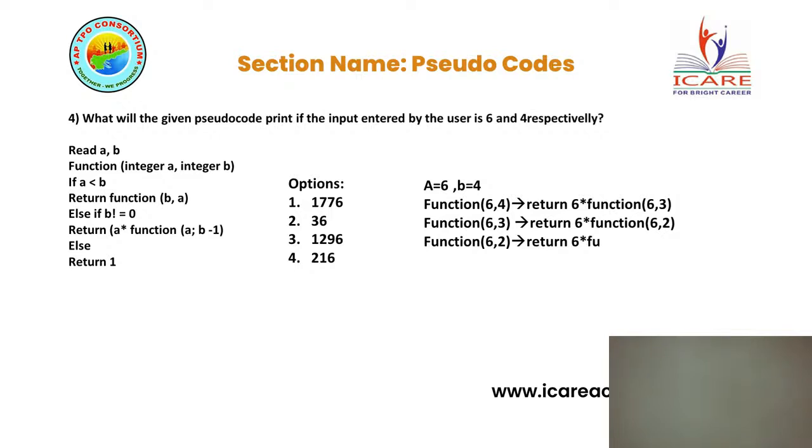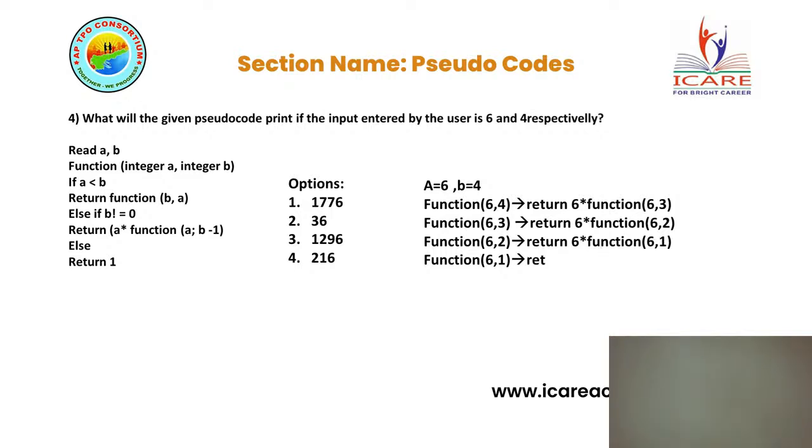So again we are calling the function of a value 6 comma b minus 1, its value is 1. Again we are calling the function with the parameters 6 comma 1. We are checking that a less than b, the condition is false. Else if b not equal to 0, yes, the condition is true.